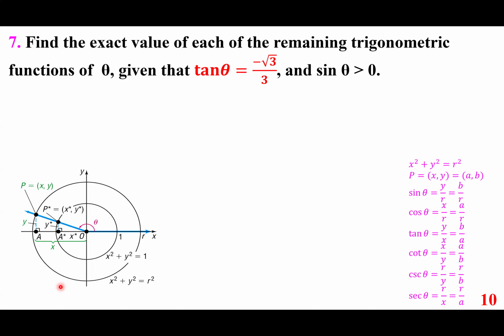Cosine is x over r. As long as we know these two, everybody, the rest are easy to come up with. Tangent is sine over cosine, so it becomes y over x or b over a. Cotangent is the reciprocal of tangent, x over y. Cosecant is 1 over sine, so the reciprocal of that, and secant is the reciprocal of cosine.